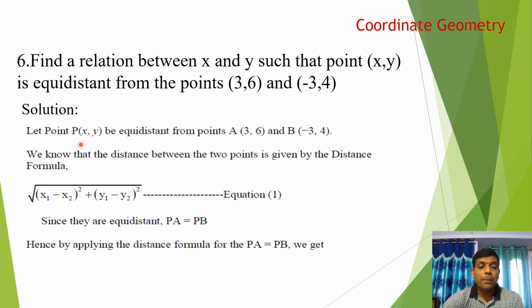Let point P(x, y) be equidistant from points A(3, 6) and B(-3, 4). We know that the distance between two points is given by the distance formula: root over (x1 - x2) whole square plus (y1 - y2) whole square. What is the distance formula? Root over (x1 - x2) whole square plus (y1 - y2) whole square.